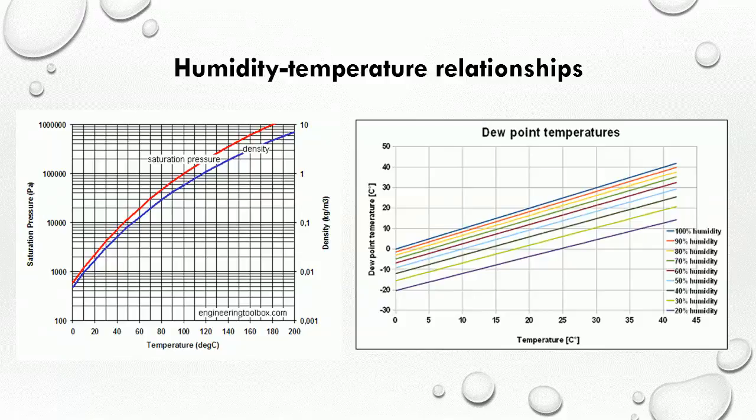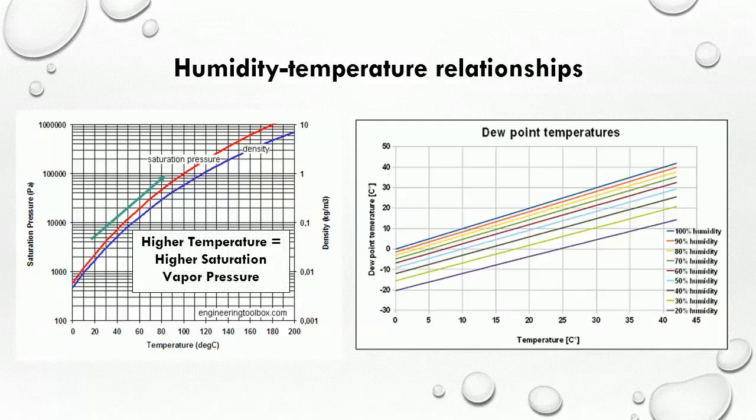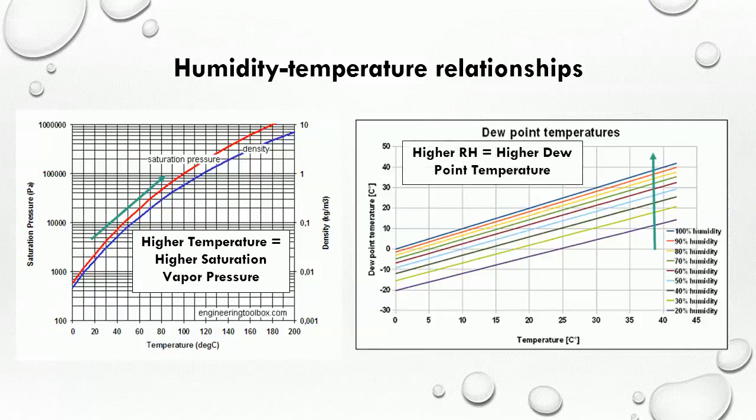Thinking about it logically, more liquid water is able to evaporate into water vapor when the temperature is high, and this is reflected in the saturation pressure graph as saturation vapor pressure increases with increasing temperature. The dew point temperature should also increase when relative humidity increases. Water will condense more easily if the air is saturated with water.